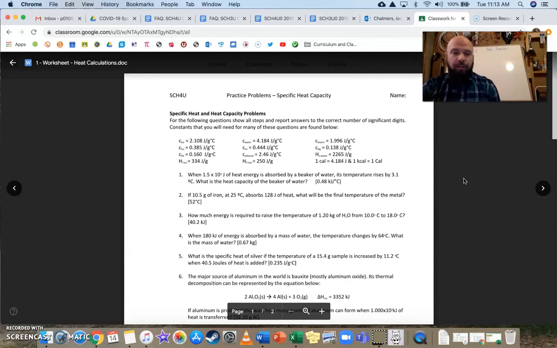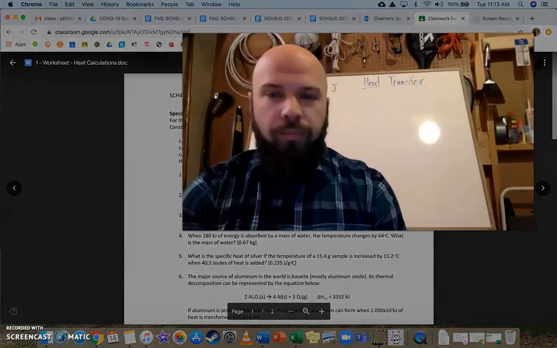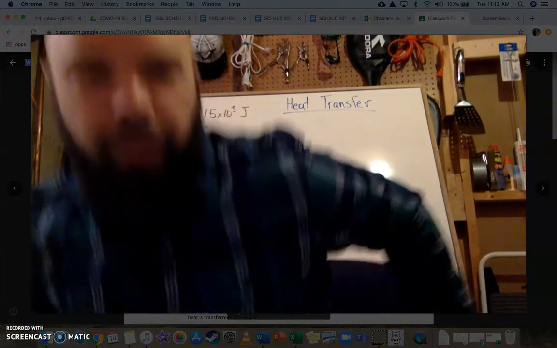That is also why, if you see there, the answer here is 0.48 kilojoules per degree Celsius. No mass in the units. So it's something to watch. Let me go through this question with you.